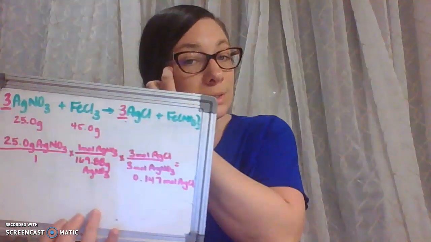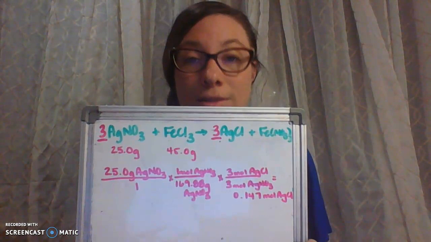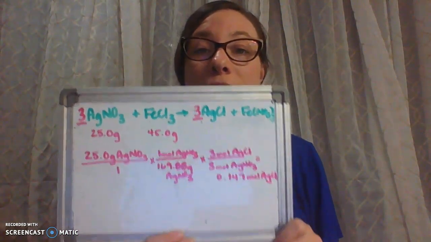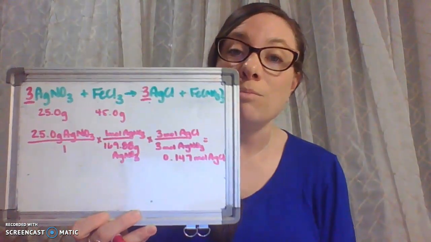Now, we're not quite done yet. We want to find the limiting reactant. So we want to see which of our reactants is going to give us less product. We know how much product the silver nitrate is going to give us, 0.147 moles of silver chloride. So let's take a look at the iron chloride and see how many moles of silver chloride that will give us. So starting with 45 grams of iron chloride, we're going to put that over 1. And the first step then is going to be to find the molar mass of iron chloride in order to calculate moles of iron chloride.